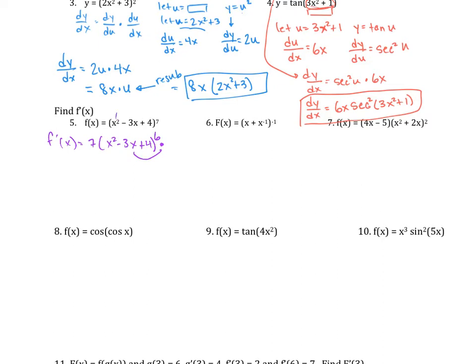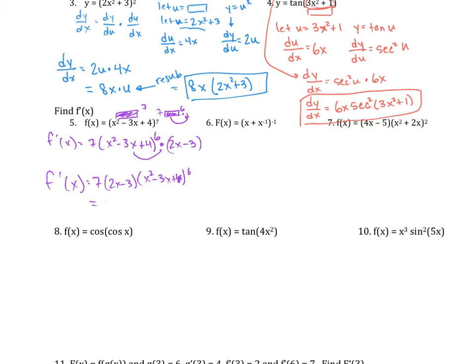So again, it's like a box. Ignore this to the 7th power. Just take the derivative of that. You get 7, this box, to the 6th, and now I have to multiply it by the derivative of what's in that box. So that would be 2x minus 3. So f prime of x equals 7 times the 2x minus 3 times this x squared minus 3x plus 4 to the 6th power.